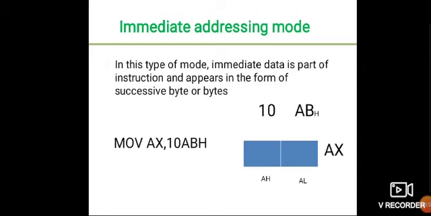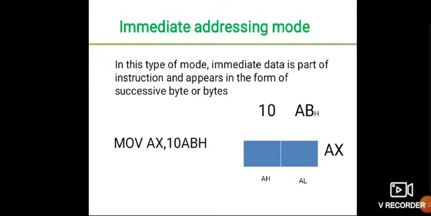The first one is immediate addressing mode. In this type of addressing mode, the immediate data is part of the instruction and it will appear in the form of a byte or bytes. So you call 2 bytes a word. For example, I give here MOV AX, 10ABH, where H denotes it's in hex.